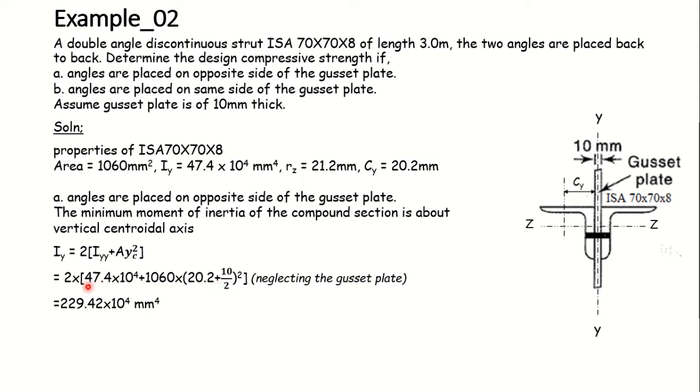So on doing this calculation, we'll get to know that the moment of inertia of the entire section, this double angle section about this vertical y-axis, will be 229.42 × 10^4 mm^4. So this is the moment of inertia about one of the axes.